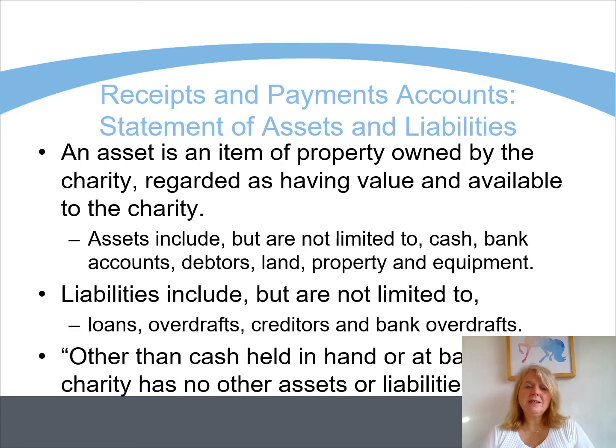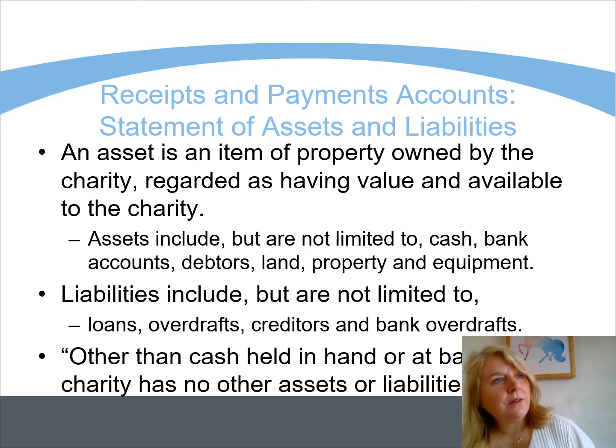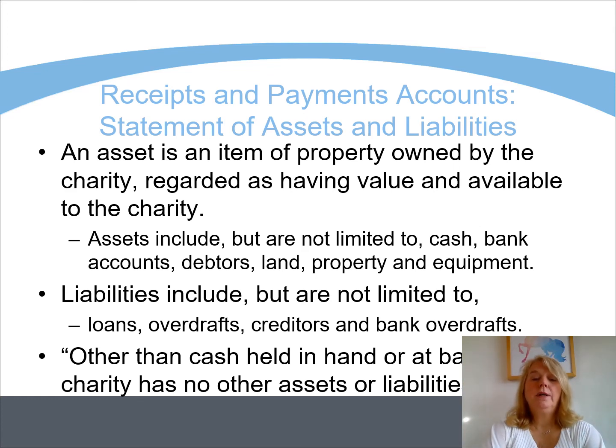So, as I was saying, an asset is an item of property owned by the charity that has value and is available for the charity. So include land, property, equipment, and liabilities could be things like overdrafts, creditors, and as I said, that was the sentence that I was reading out: other than cash in hand or in the bank, the charity has no assets or liabilities. So a summary spreadsheet, and then your statement of assets and liabilities, and then save those as one document. They're not going to be two separate documents, they're going to be saved as one document, and that document is in the PDF format.